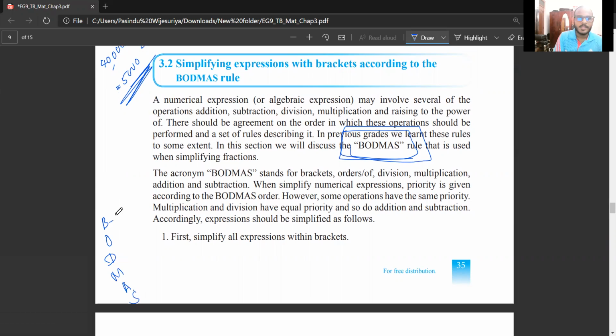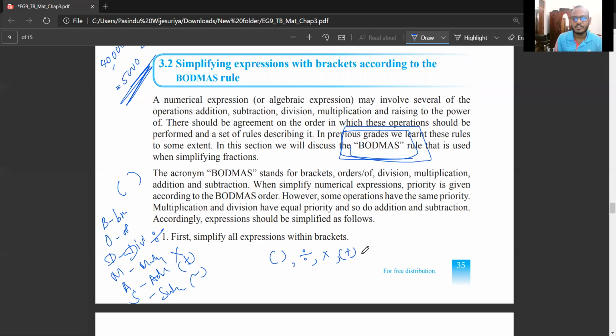BODMAS. B stands for brackets, O is of, it doesn't matter, D is division, M is multiplication, A is addition, S is subtraction. So it's brackets, division, multiplication, addition, and subtraction. So this is the order of how we actually solve an expression.